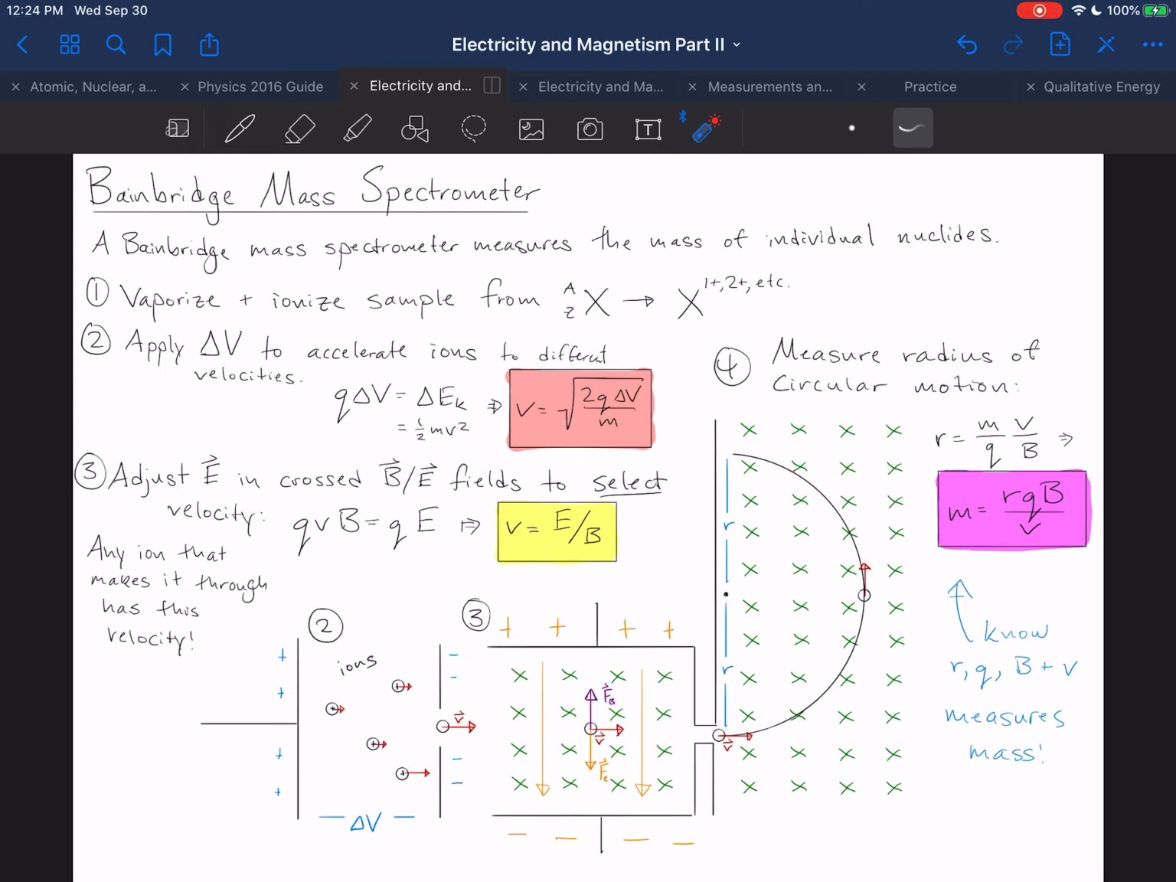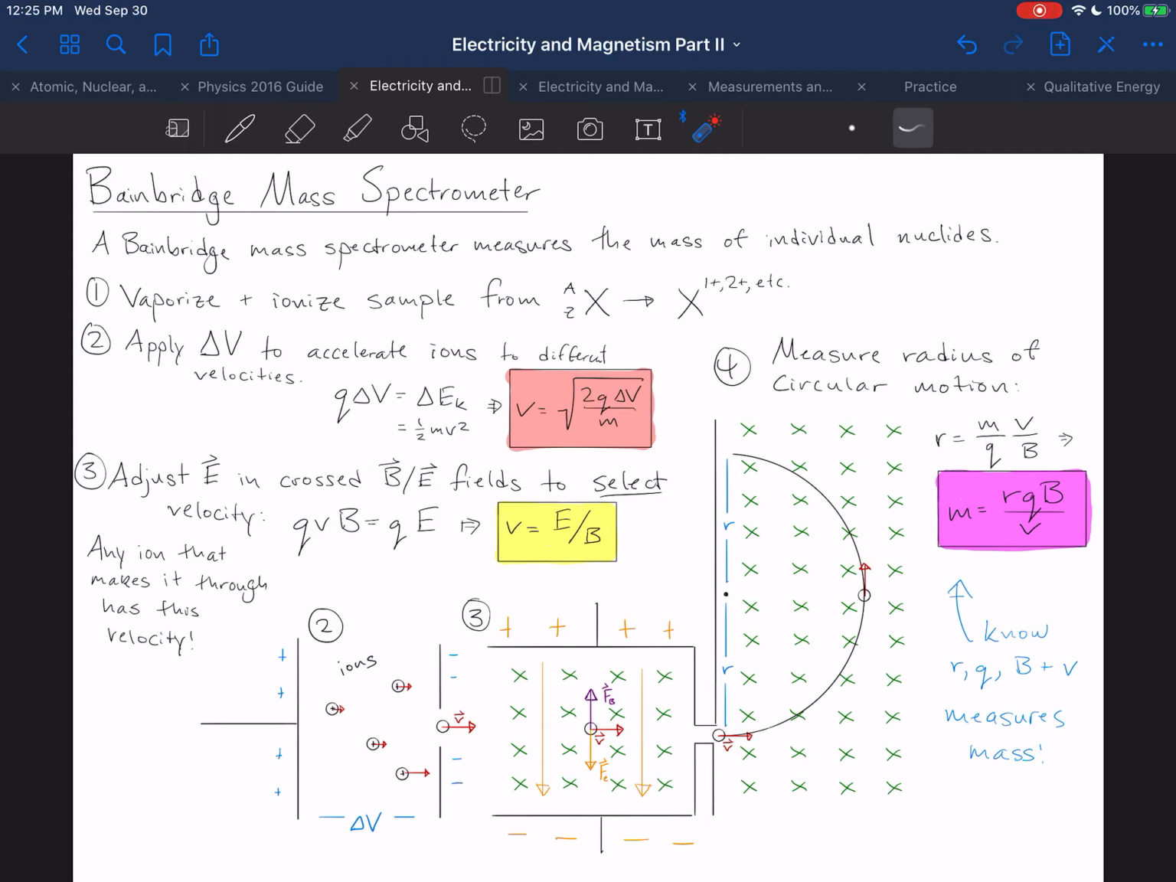The first thing you need to do to use it is take your sample, the sample which contains the particles whose mass you wish to measure, and you need to vaporize and ionize the sample. So usually this is a small amount of material, and you vaporize it and ionize it. And so you convert your atoms with proton number Z and mass number A to individual ions. You strip off an electron or two most commonly.